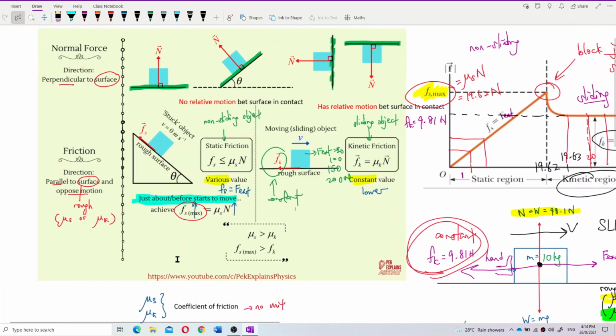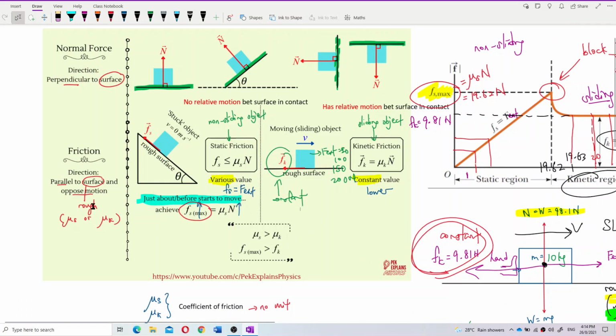Okay, so that's all for the friction. With static friction, we consider the object stuck, because the surface is rough, holding back the object from sliding. Like in this case, the block tends to slide downwards, but the friction is holding it back, so the object is stuck there. Or for a moving, sliding object, the friction always opposes motion. The friction is always opposite the velocity. Okay, so that's all for the friction.